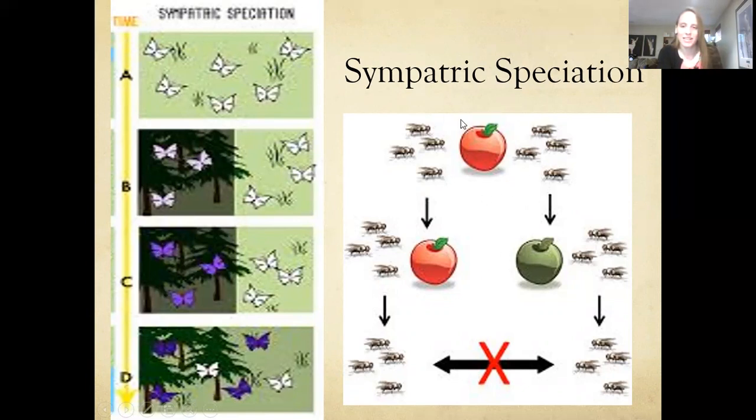This one is a similar example where one group has evolved to live on a different type of apple, a different color of apple. And so those two species stop interacting with each other until they become so genetically distinct that they will not reproduce anymore.